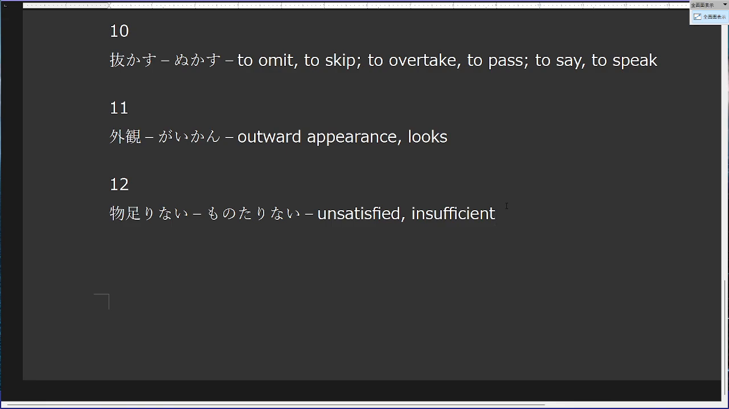Mono tarinai is insufficient or unsatisfied. Mono tarinai, something insufficient or unsatisfied.